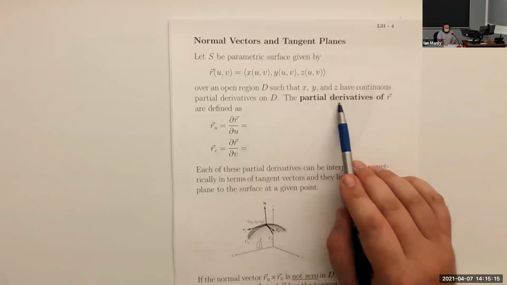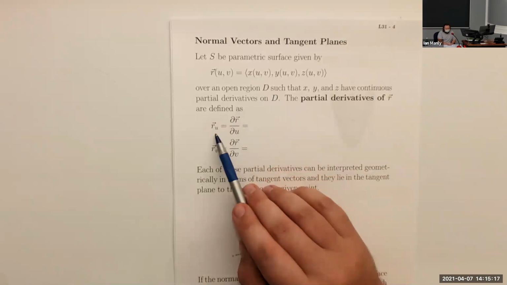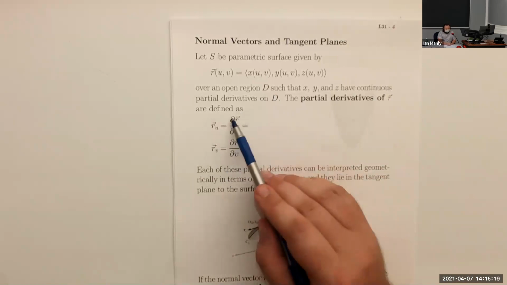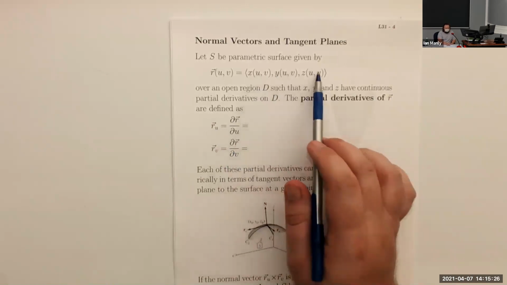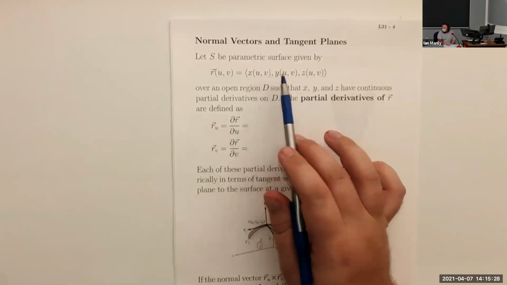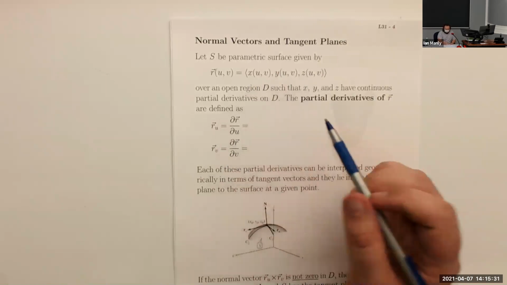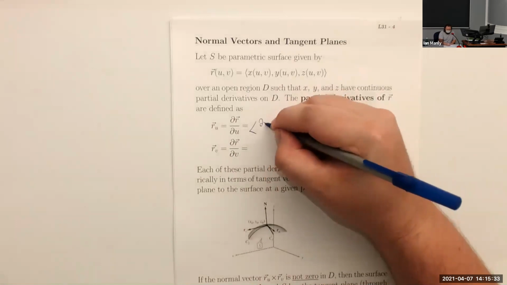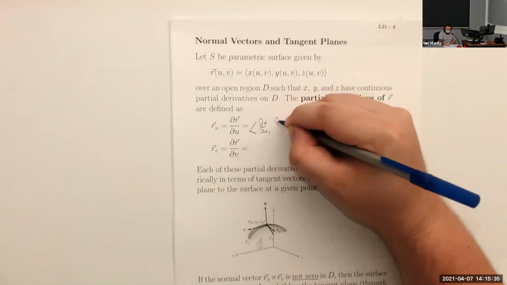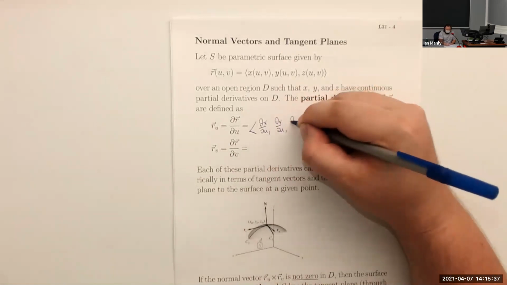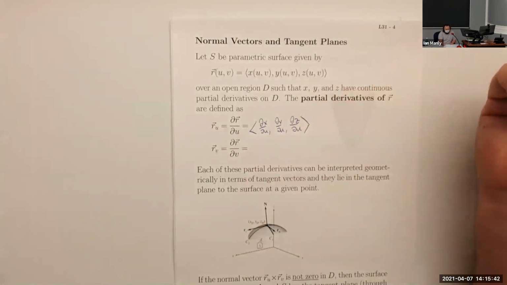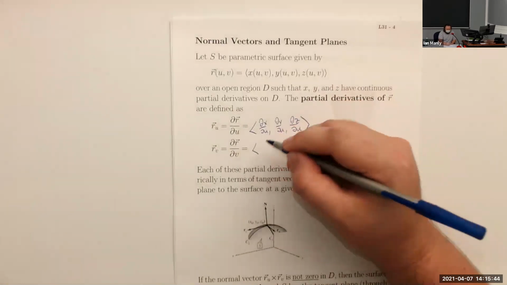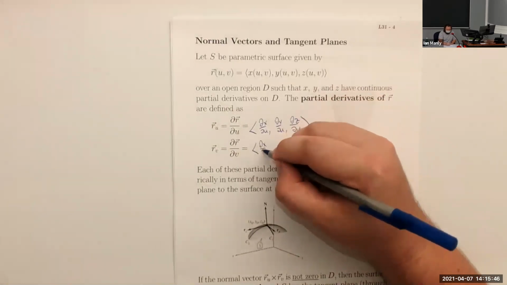Now we have the partial derivatives of r, and you could probably guess how these are going to be defined. The derivative of r with respect to u is just doing the u partial derivative of all of our coordinates here. So we have partial x partial u, partial y partial u, and partial z partial u. And then we can really guess what r sub v is going to be. We take all the v derivatives of this.